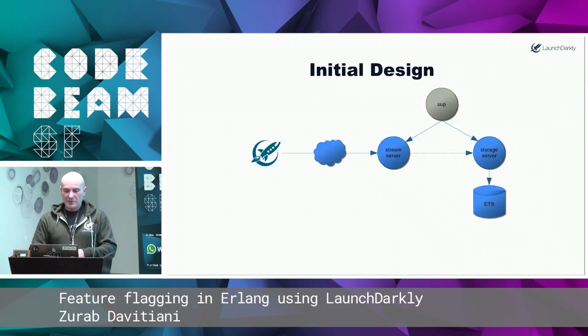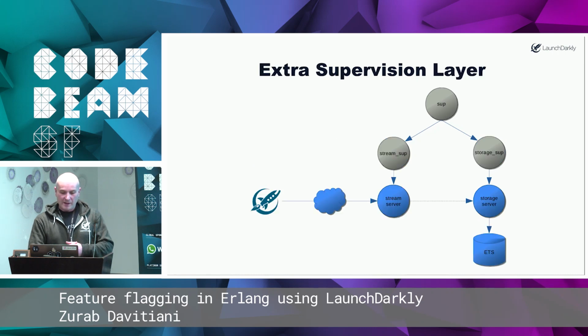So the initial design was extremely simple. There was just one top-level supervisor, and you have the streaming server and the storage server. Streaming server connects to LaunchDarkly, gets the initial payload, and then updates, passes them on to storage server, who stores it in the ETS table. But we probably want different restart strategies for each, so we add a supervision layer. Now we have streaming supervisor and storage supervisor.